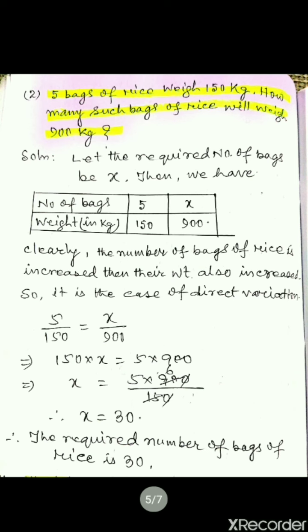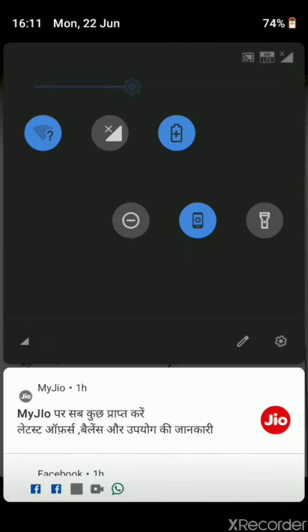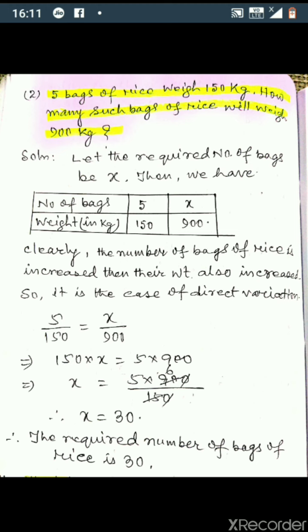Now, question number 2. Two bags of rice weigh 150 kg. How many such bags of rice will weigh 900 kg? Solution. Let the required number of bags be x. Then we make a table, number of bags and weight in kg. If the number of bags is 5, then their weight is 150. If the number of bags is x, then their weight is 900 kg.